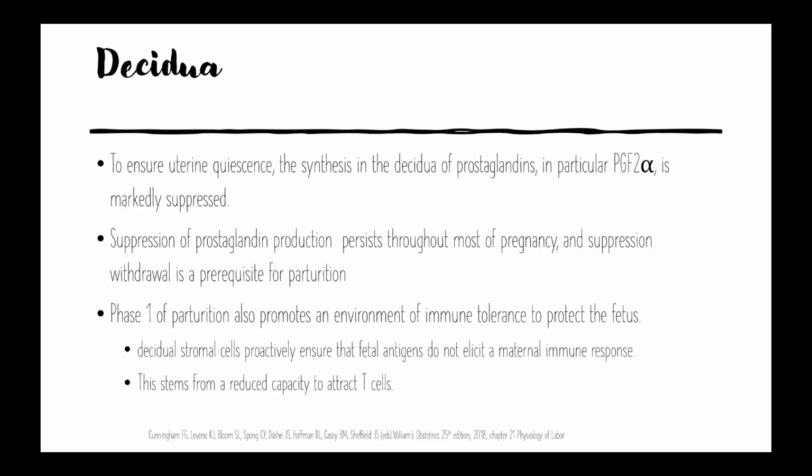Now, for the decidua, to ensure uterine quiescence, the synthesis in the decidua of prostaglandins, in particular PGF2 alpha, is markedly suppressed. Suppression of prostaglandin production persists throughout most of pregnancy, and suppression withdrawal is a prerequisite for parturition. Phase 1 of parturition also promotes an environment of immune tolerance to protect the fetus, of course. And the decidual stromal cells proactively ensure that fetal antigens do not elicit a maternal immune response, and this stems from a reduced capacity to attract T cells.